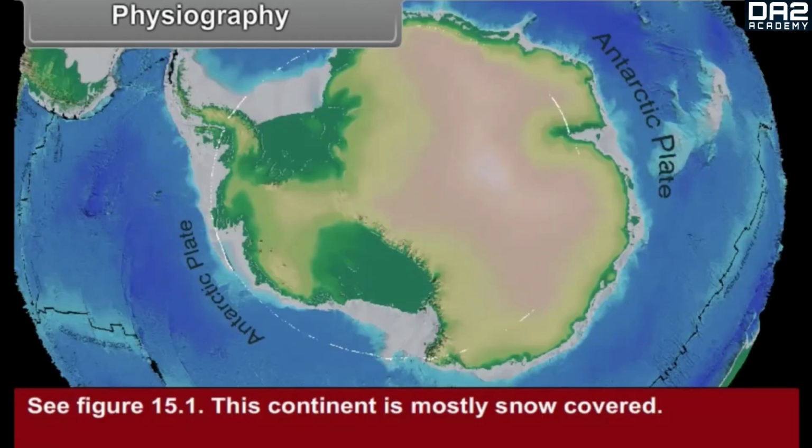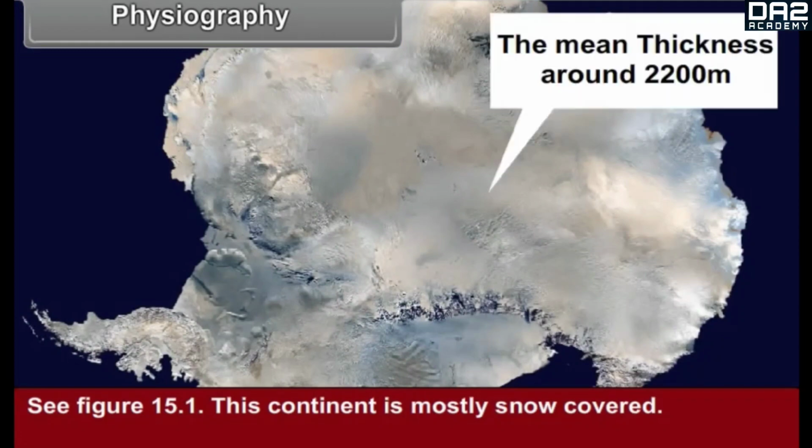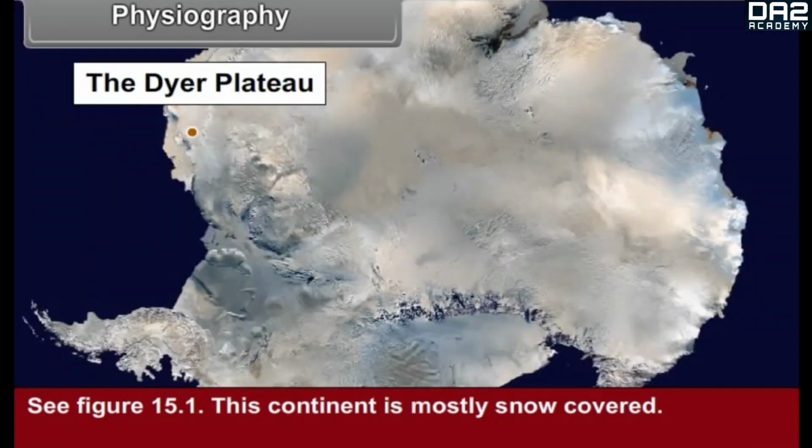Physiography. See figure 15.1. This continent is mostly snow-covered. The mean thickness of snow here is around 2,200 meters, whereas the maximum thickness is around 4,500 meters. The central portion of this continent is a plateau, and there are a few mountain ranges along the sides. The Dare Plateau is situated on the Antarctic peninsula of this continent.